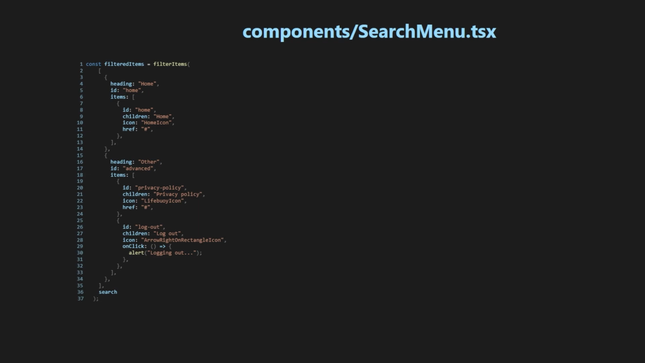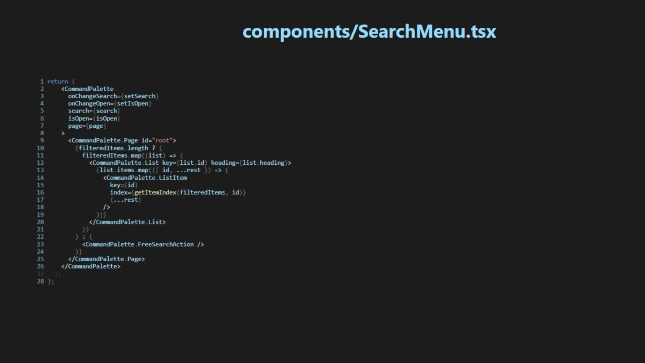We define an array of command items, each with a heading and a list of actions. This filter items function filters these items based on the current search input. Now let's render the command palette using the command palette component. Inside the command palette, we handle user input and actions. When the user types in the search box, the on change search function updates the search state. If the user selects an item, the corresponding action is executed, such as logging out in this example.